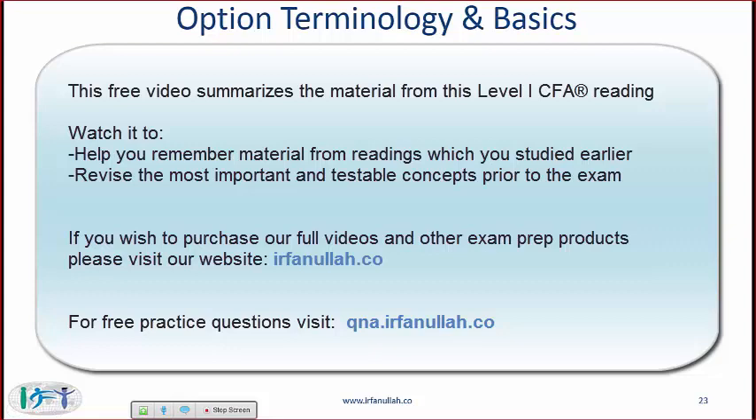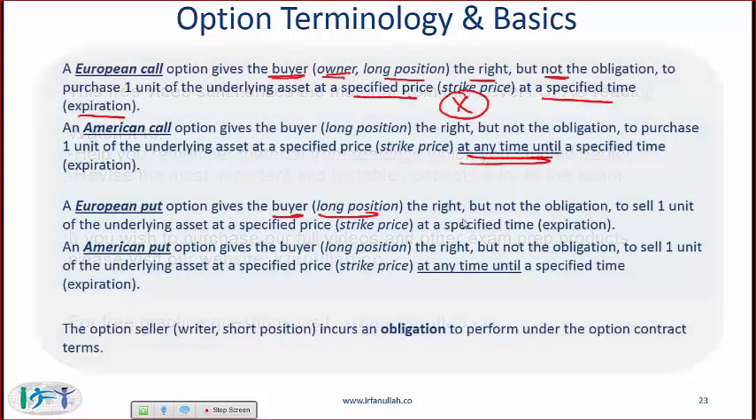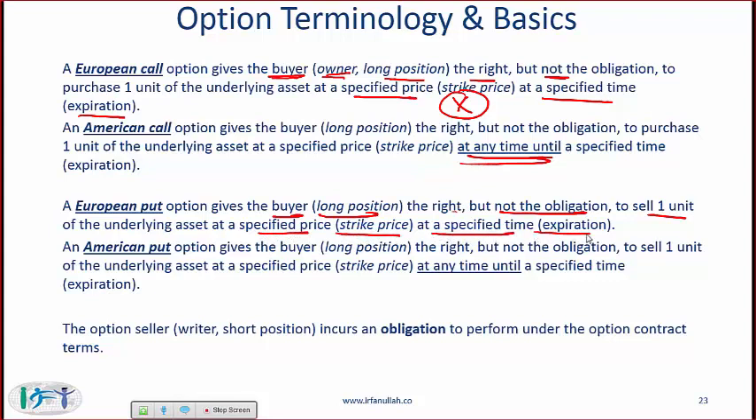A European put gives the buyer, the long position, the right but not the obligation to sell 1 unit of the underlying asset at a specified price, the strike price, at a specified time, which is expiration. An American put is similar, except that it can be exercised at any time until expiration. The option seller, also called the writer or the short position, incurs an obligation to perform under the option contract terms. So the short party has to deliver if the long party wants to exercise.